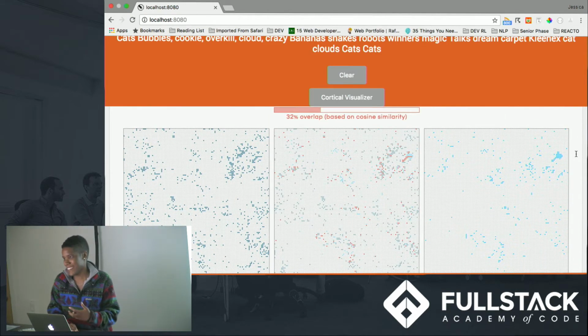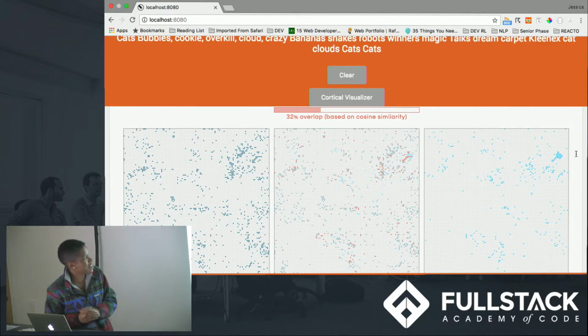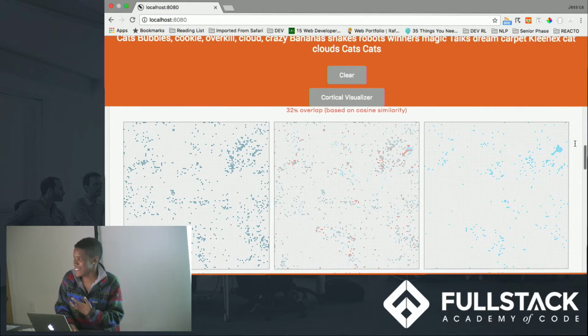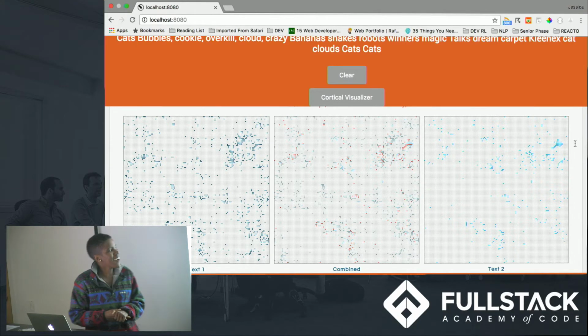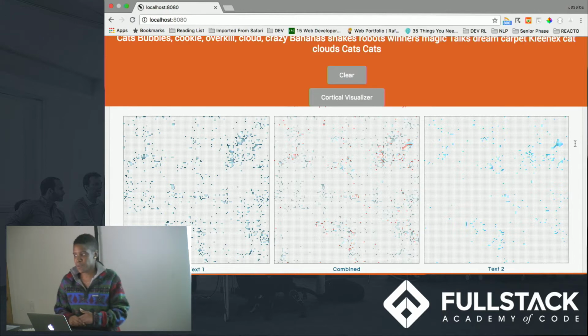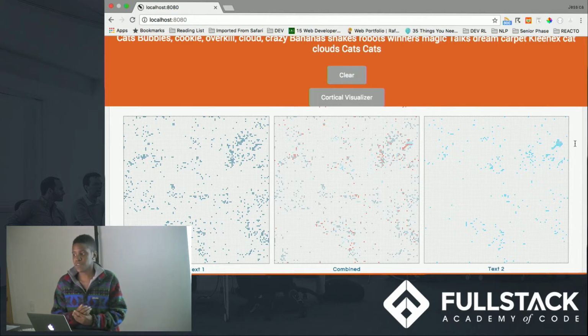Okay, 32% overlap. All right, that's actually pretty impressively large. I think it may have to do somewhat with the amount of cats that we had in our string. Okay, so we'll see on the left side that this is our fingerprint for our somewhat nonsense string, and on the right is our fingerprint for the word dog.